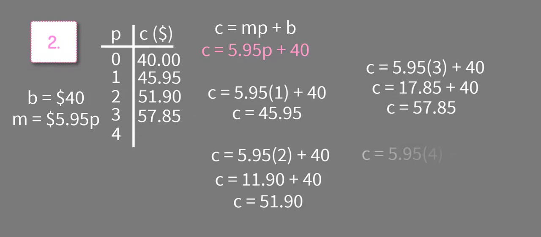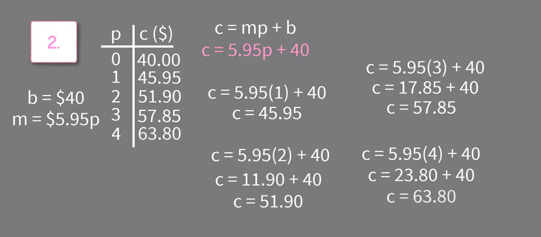And then last but not least, we have P equals 4. So C equals 5.95 times 4 plus the 40 that they charge, regardless of how many premium channels you have at all. If you have no premium channels, they're still going to charge you $40. And this equals $23.80 plus the 40. So that's going to be $63.80.